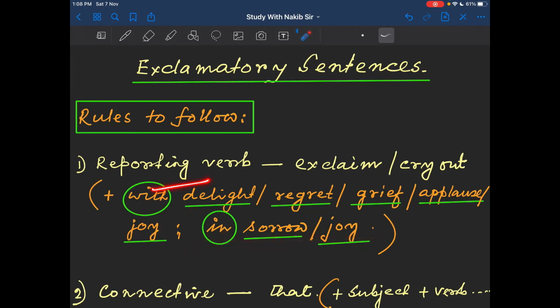Mind the preposition: with delight, with regret, with grief, with applause, with joy. And if you use "in" before sorrow or joy, "in" is used. So the reporting verb is to be changed to "exclaim" or "cry out," and along with this, use with delight, regret, grief, applause or joy, or in sorrow or joy, according to the sense the sentence is giving.